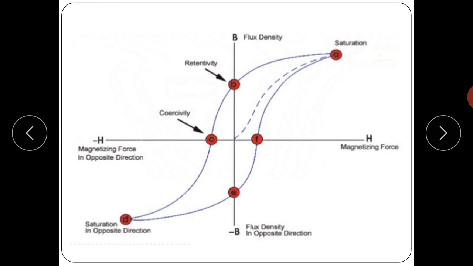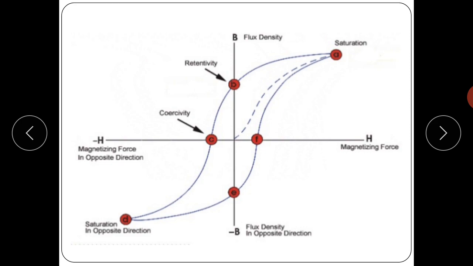The hysteresis loop starts from point O. When the magnetizing force H is increased, the flux density B also increases, from O to point A. At this point the saturation of the magnetic material takes place, so this point is called the saturation point.